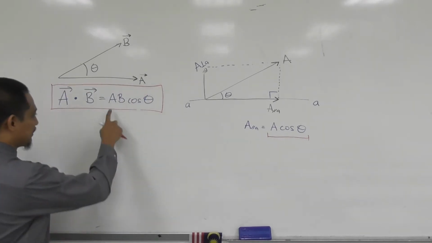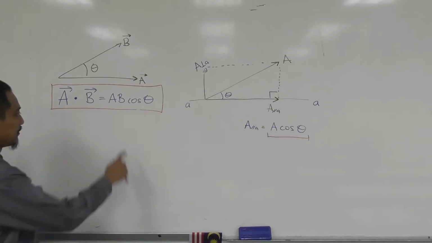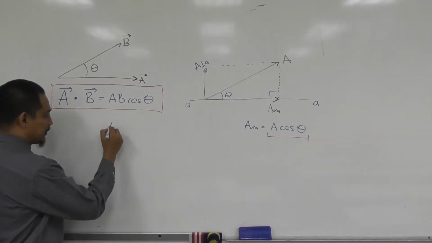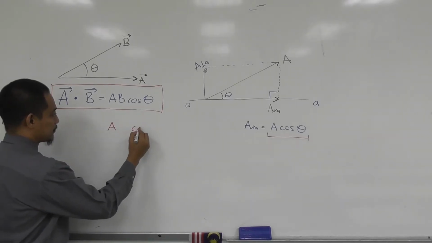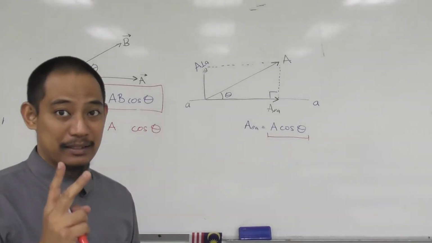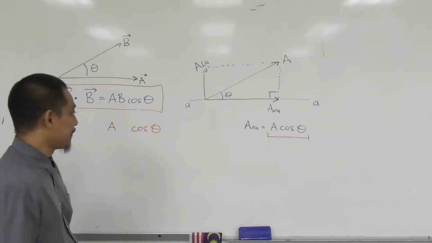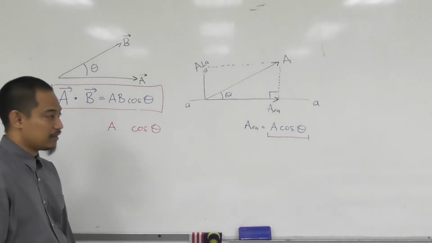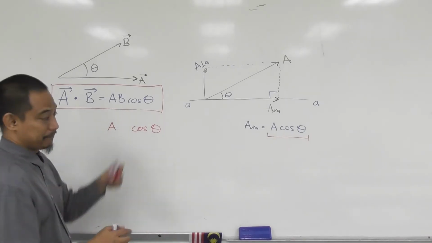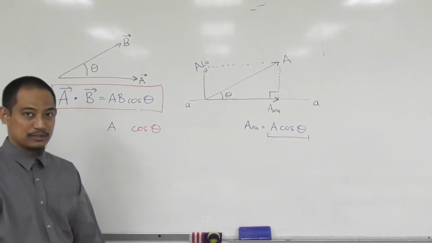Does it resemble something here? Right? If you put it here, it will look like this: A cos theta, right? Meaning it has two similar elements. One is A, one is cos theta. Right? How do we make it the same? How do we make A B cos theta the same as A cos theta?